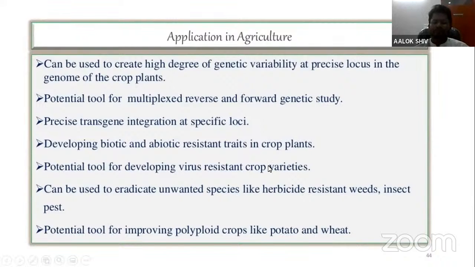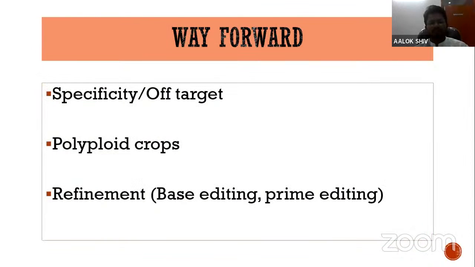And any trait like herbicide tolerance, this is possible through genome editing, particularly in polyploid crops like potato and wheat. Earlier, when genome editing was initiated, it could be used only in diploid crops, but later on it could also be successfully applied in polyploid crops like potato and wheat.